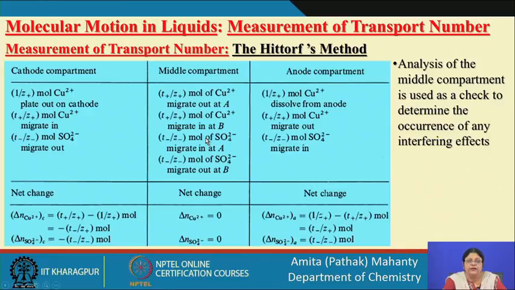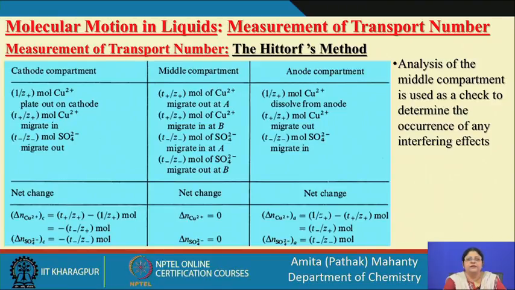We do not expect any amount of accumulation of ions in this section, because this is only a platform through which the cations are moving from, say, the anode compartment to the cathode compartment, and anions are moving from the cathode compartment to the anode compartment. So, this is virtually a place through which they are passing. Analysis of the middle portion is only done to check if there is any interference effect generated.